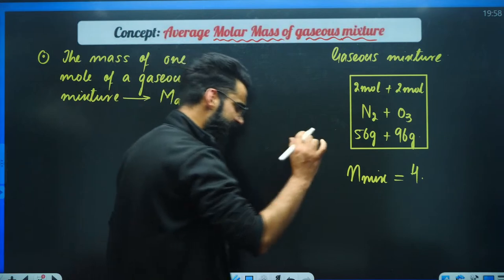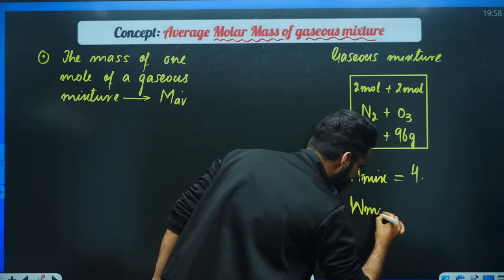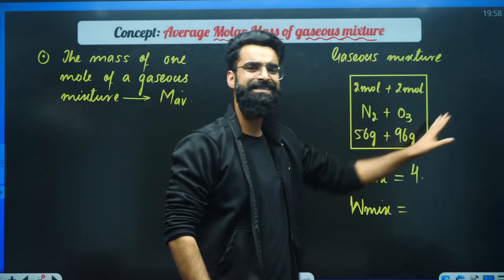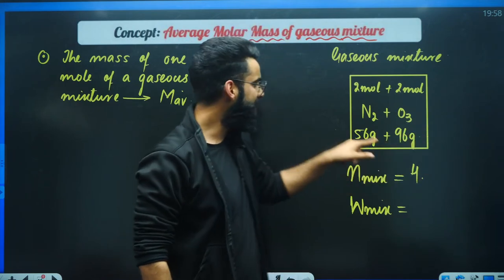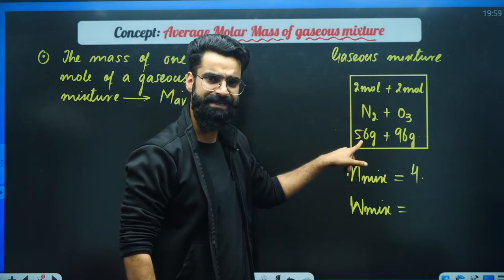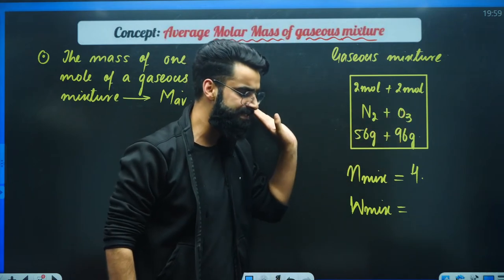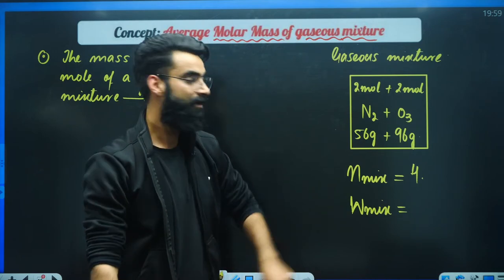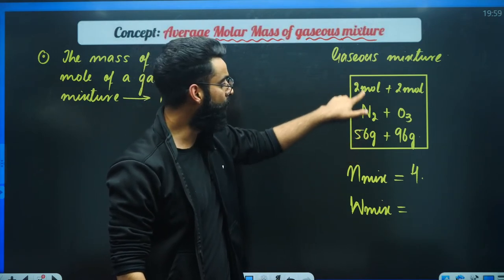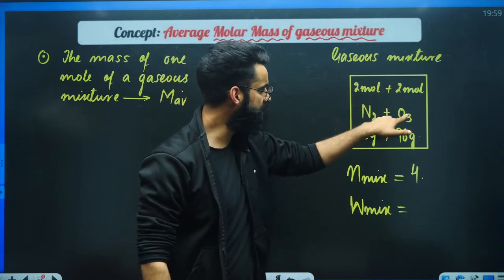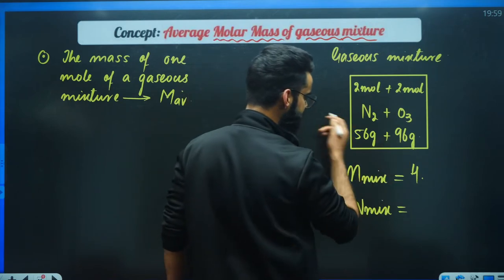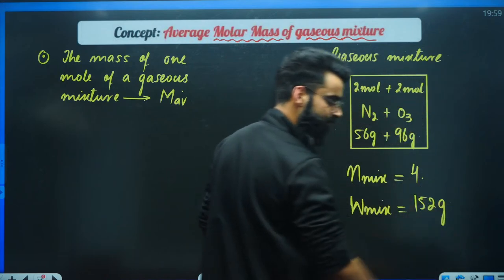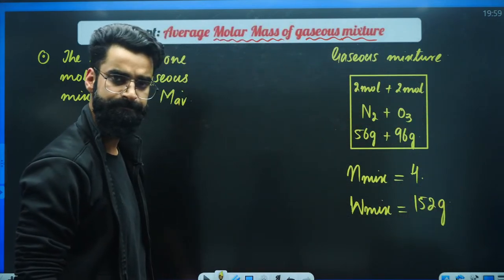Now, dear students, if I ask you, what is the mass of the gaseous mixture in the container? What is the mass of this whole mixture? Since the mixture contains two gases, the mass of N2 in the container is 56 grams, and the mass of O3 in the container is 96 grams. So 96 plus 56 makes it 152 grams. This is the mass of the mixture. Right? Do you agree with this?